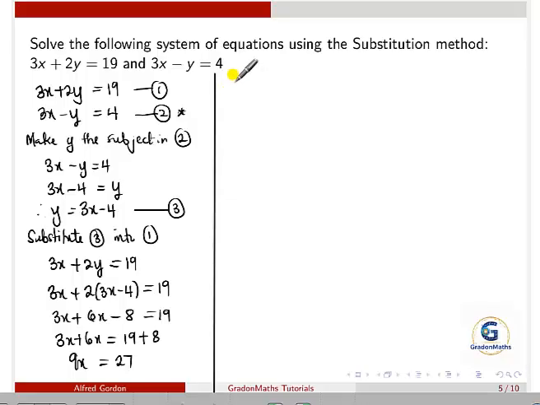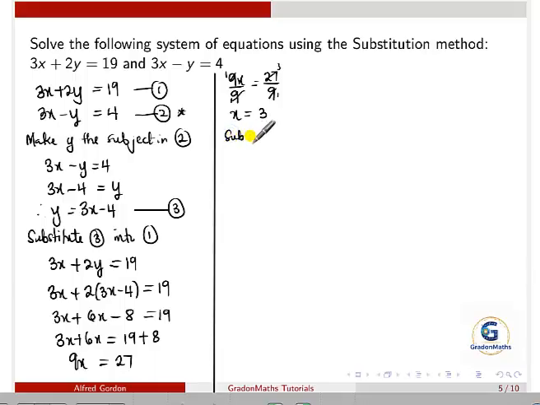So here we have 9x divided by 9, and we have 27 also divided by 9. So here x is equal to 9 divides itself 1 and divides 27 3 times. So we have x to be equal to what? 3.